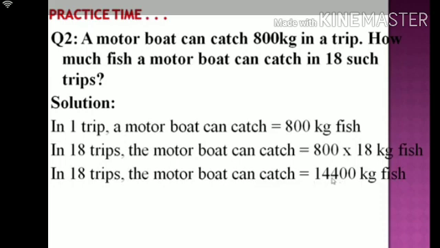14,400 kilogram. Okay, for all these questions you want to do the multiplication in the working column of your notebook. Then only you will understand how the answer came. Okay, children. So you are getting for this answer 14,400 kilogram. Thus the motor boat in 18 trips brought 14,400 kilogram fish.